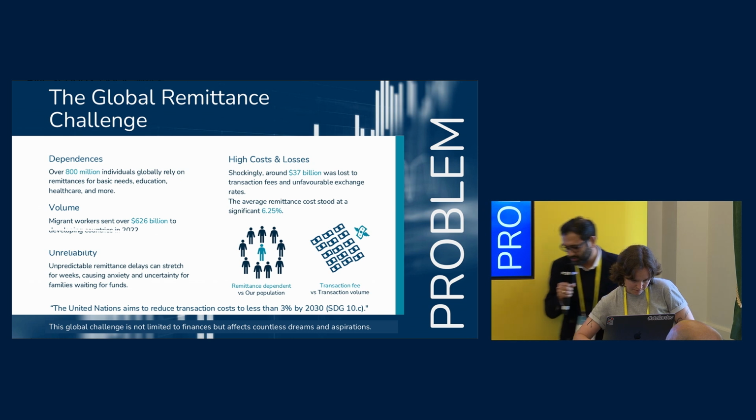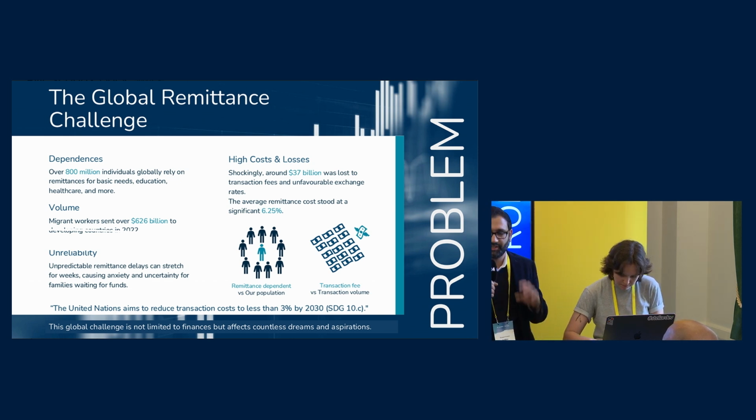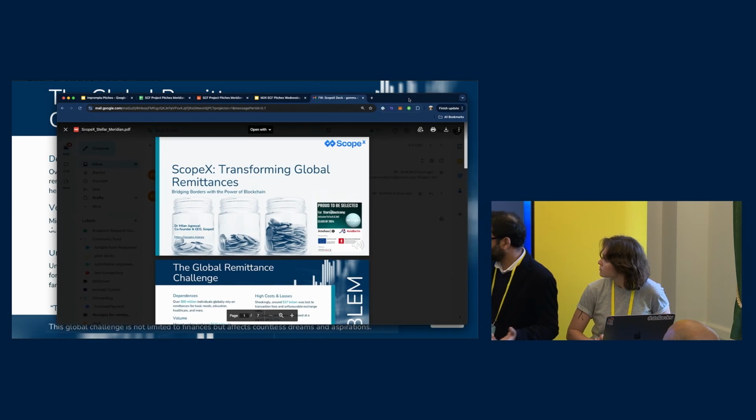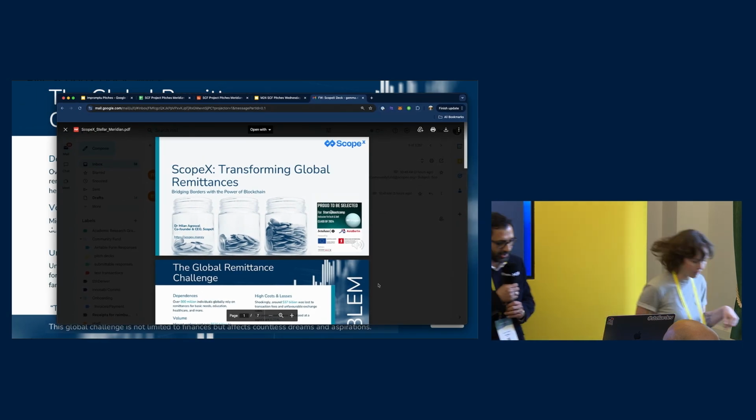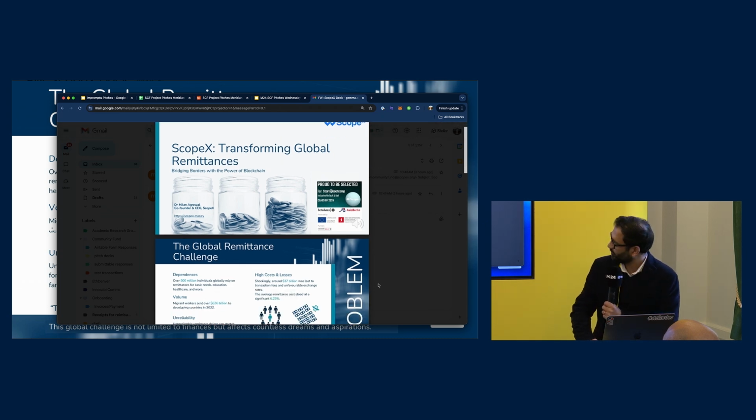So what we are doing is, why remittance? Why do we have such a high cost? Because it involves a lot of banks. Local banks are involved, then the corresponding banks are involved, and banks have their operational cost. They are not ripping off the people, it's just the operational cost they have.